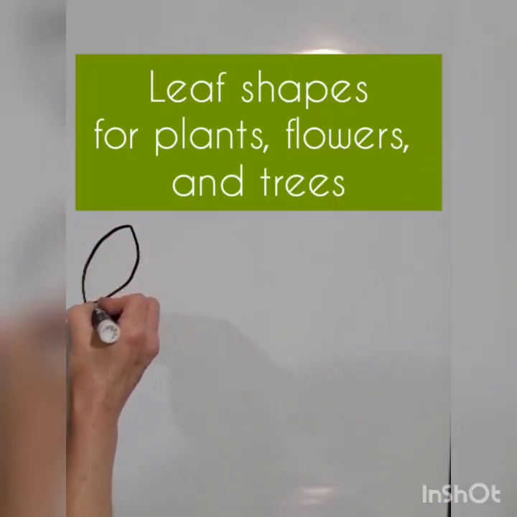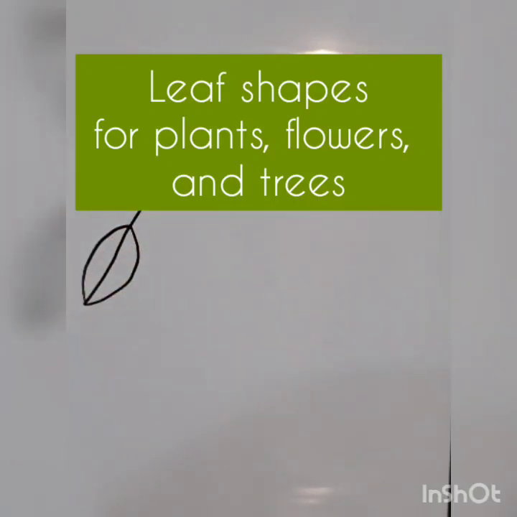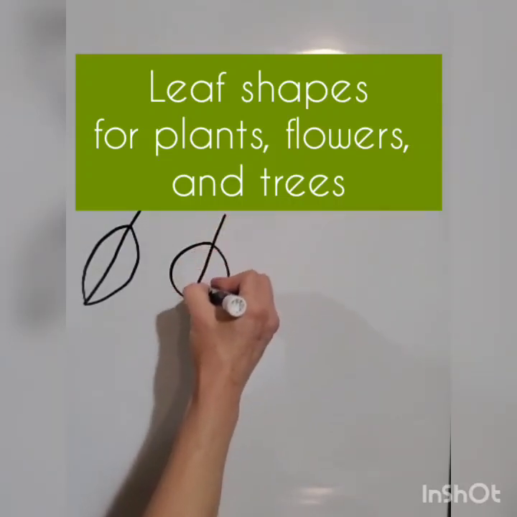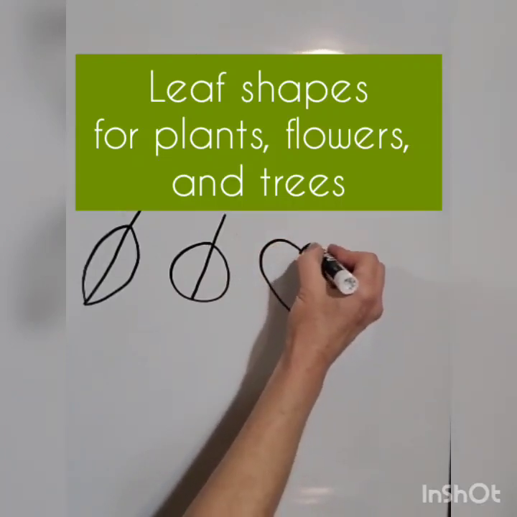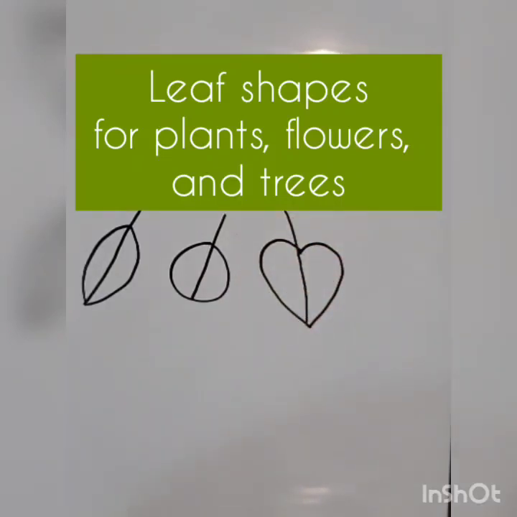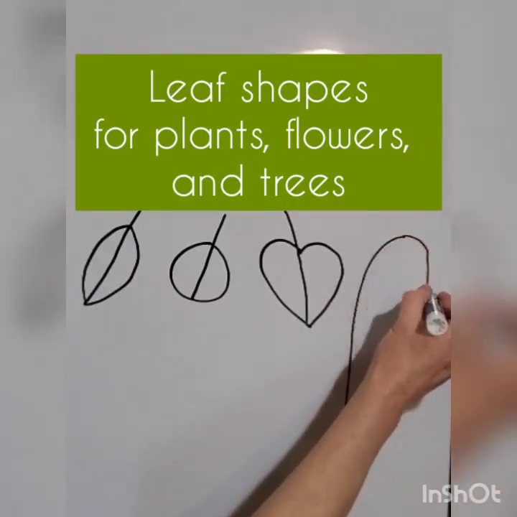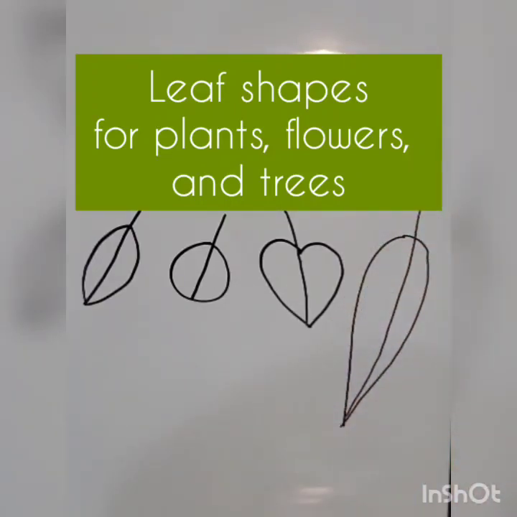Let's practice some leaf shapes. I can use two curved lines and put a line through it. I can use a circle shape or an oval shape. I can also use a heart shape, and I can make a long leaf shape with a long curved line.